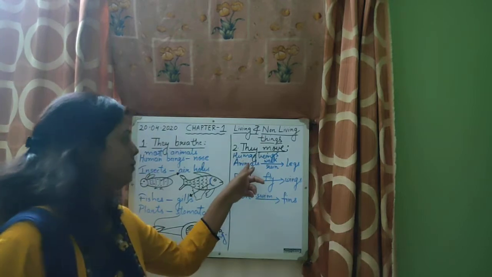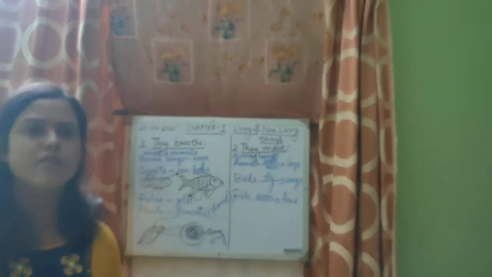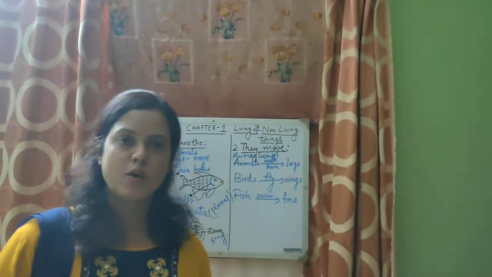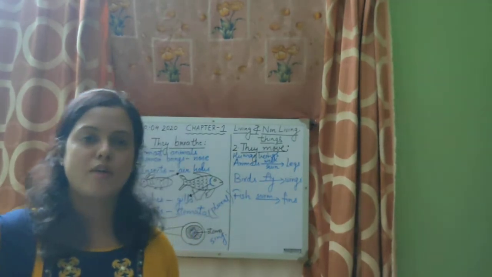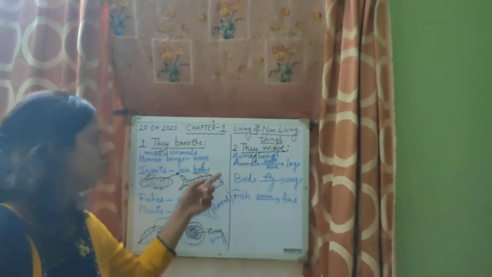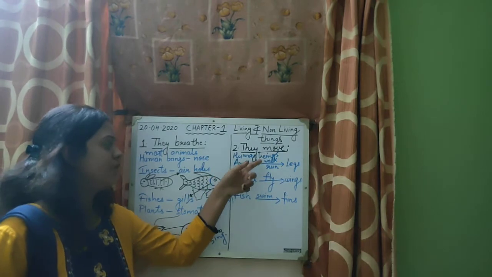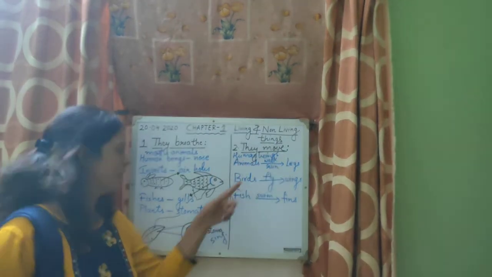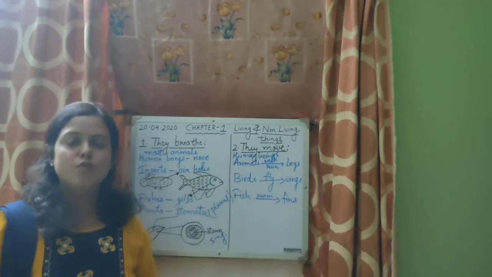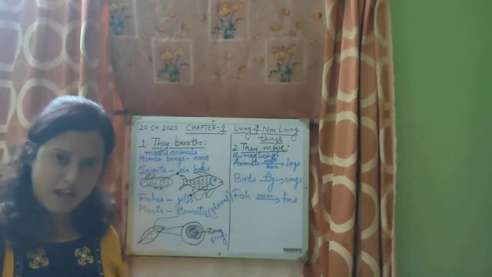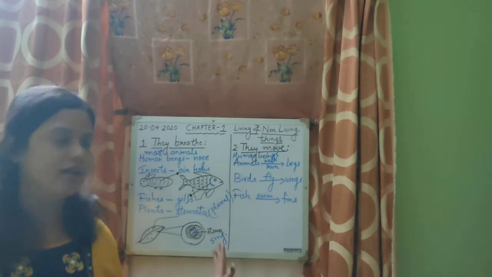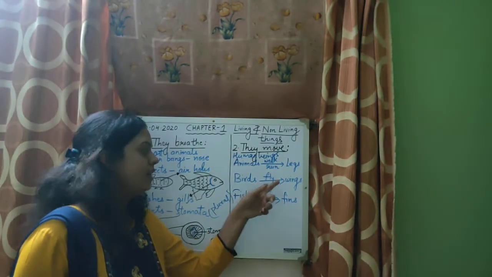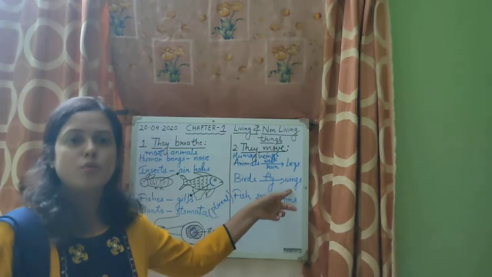So, animals and we human beings, how can we move? We move by running or by walking with the help of our legs. So, animals and human beings, they move by walking or running with the help of their legs. Birds move from one place to another by flying, right? Birds, they fly. So, how do they fly? They fly with the help of their wings.